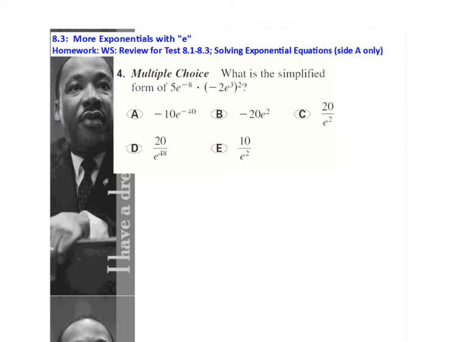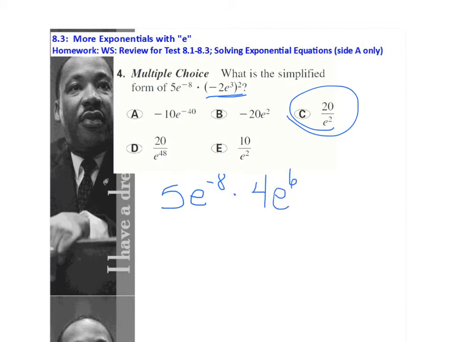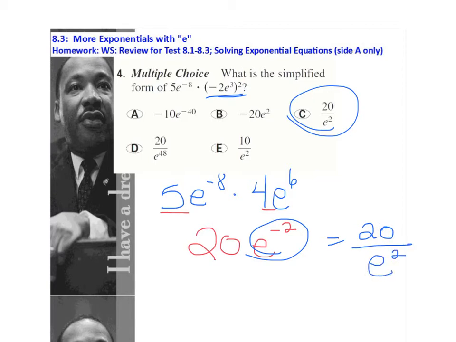Okay, try 4. The answer is C. First we have to simplify the right-hand side, or the right piece of the product. So negative 2 squared is 4, and multiply those powers, we get 6. So now I can multiply my coefficients, that's 20. Add the exponents, and then because this is a negative exponent, it moves to the other side of the fraction, and we get C.